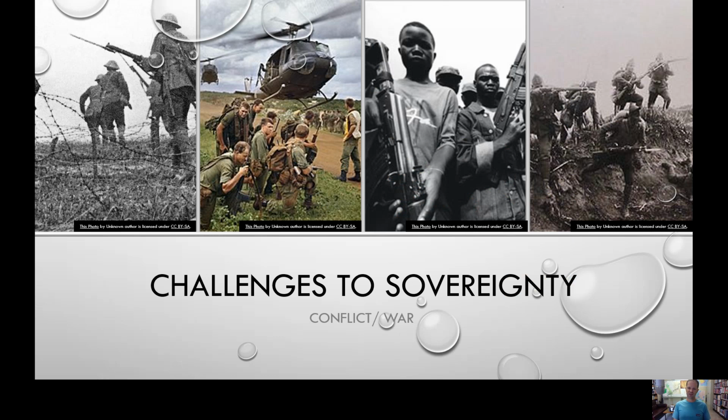So what kind of challenges do we have to this idea of sovereignty, of state independence? Well, of course, the first one is conflict or war. And of course, the purpose of war between states is to protect sovereignty or to take away the other side's sovereignty. Or there might be a civil war where one group in the state is trying to challenge the state's authority and trying to become independent.